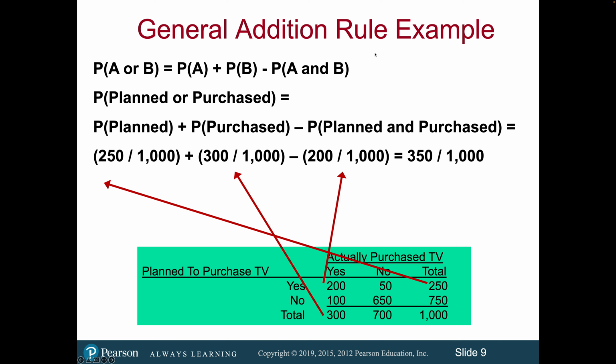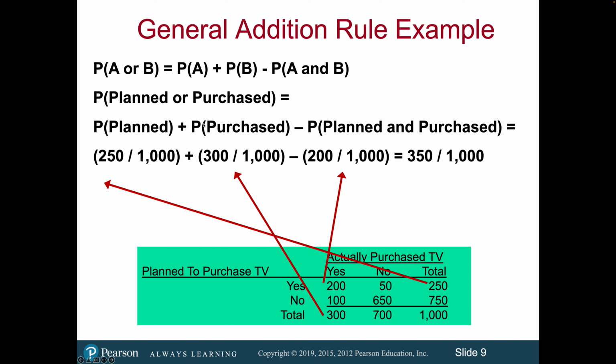So remember, I've restated the formula to find the probability of A or B. So let's calculate the probability of either planned or purchased. Using the formula, we need the probability of A, which would be the probability of the first thing we're calculating. So the probability of planned, I would come to the yes column. This is a simple event, so it would be 250 out of 1,000. So that's this component.